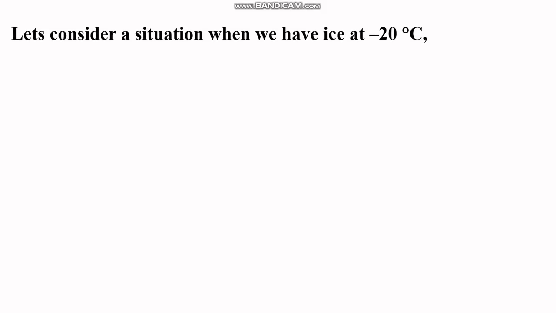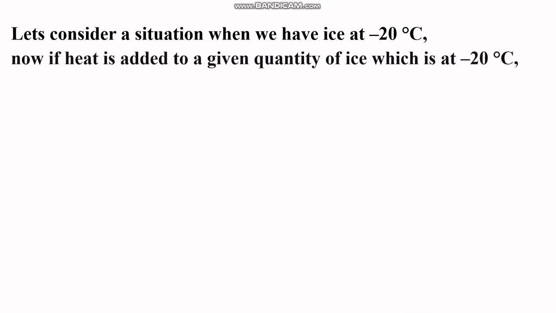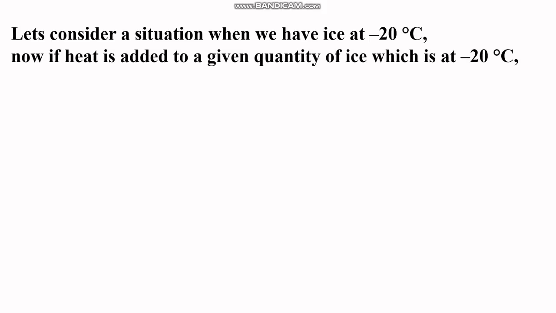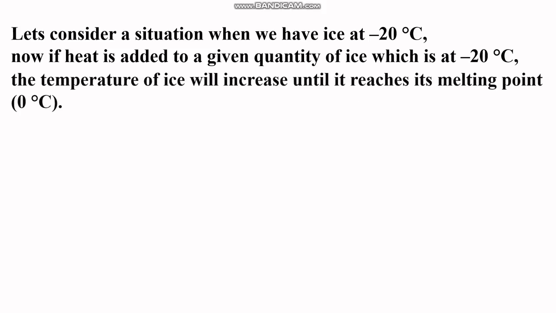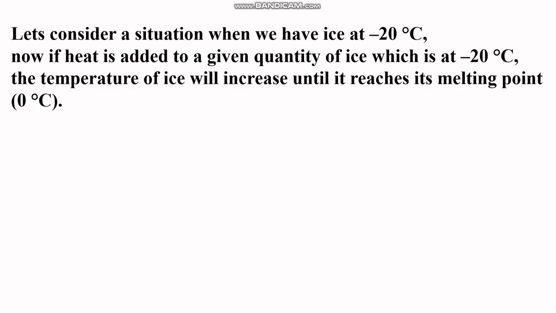Now, let us consider a situation when we have ice at minus 20 degrees Celsius. Now, if heat is added to this ice, the temperature of ice will increase. Till when? Until it reaches its melting point. And what is the melting point of ice? 0 degrees Celsius. So when we heat ice from minus 20 degrees Celsius, its temperature will continuously rise till it attains 0 degrees Celsius. So 0 degrees Celsius is the melting point of ice.